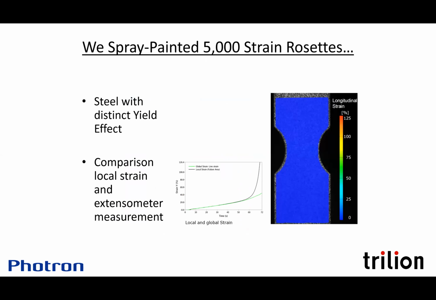Many times we'll do this instead. We've spray painted a random dot pattern onto a tensile test specimen. And so now we're getting strain at thousands of points. So we're seeing all of the local strains and the necking effects. So these are the two basic types of measurements that we can make. Basically, we're spray painting on 5,000 3D displacement gauges and strain rosettes.